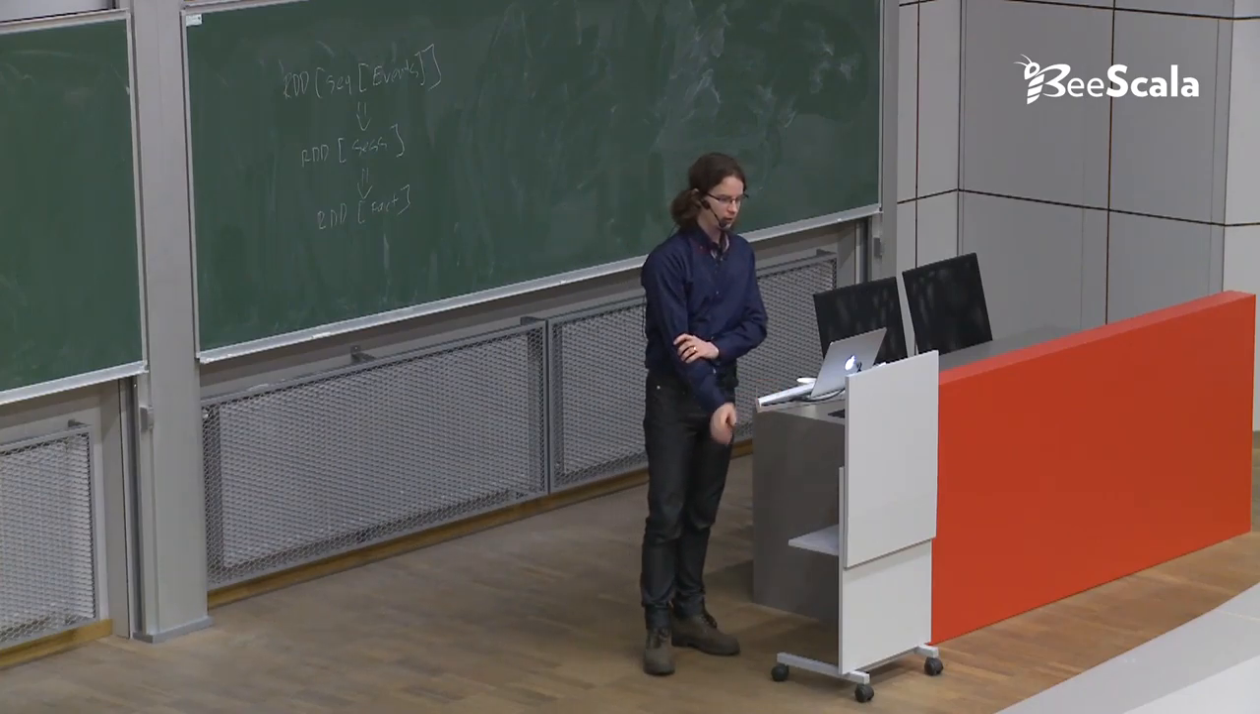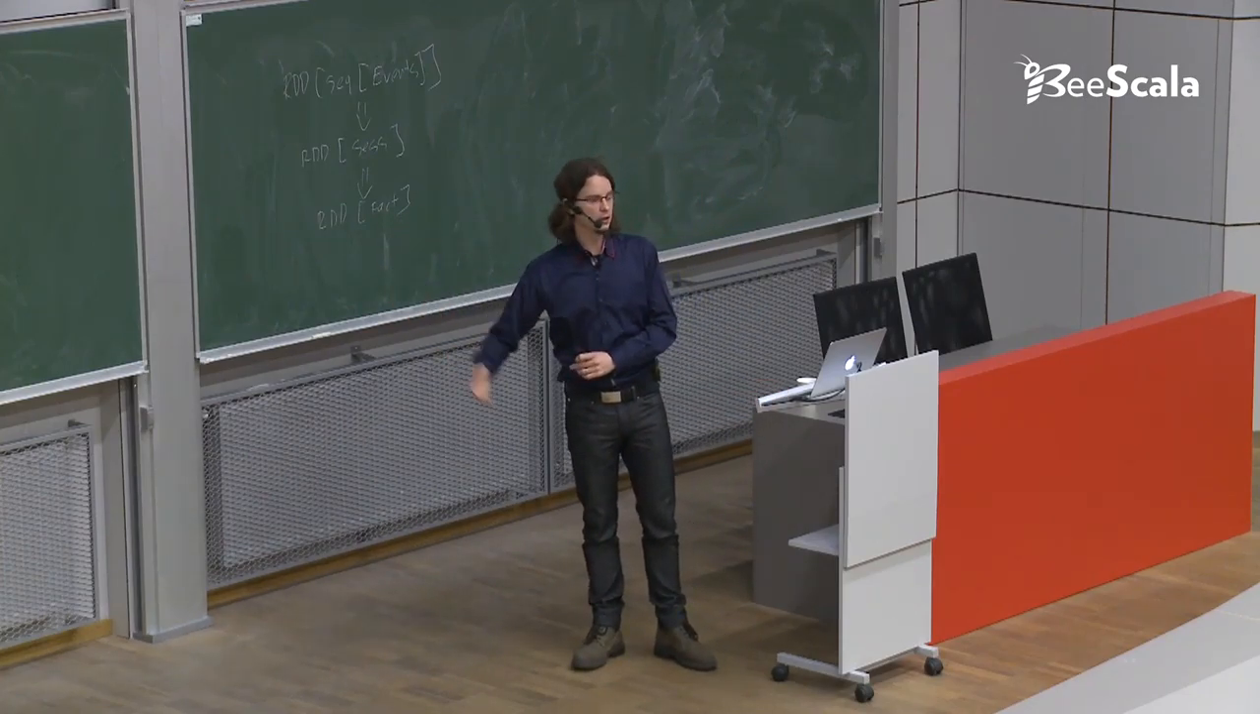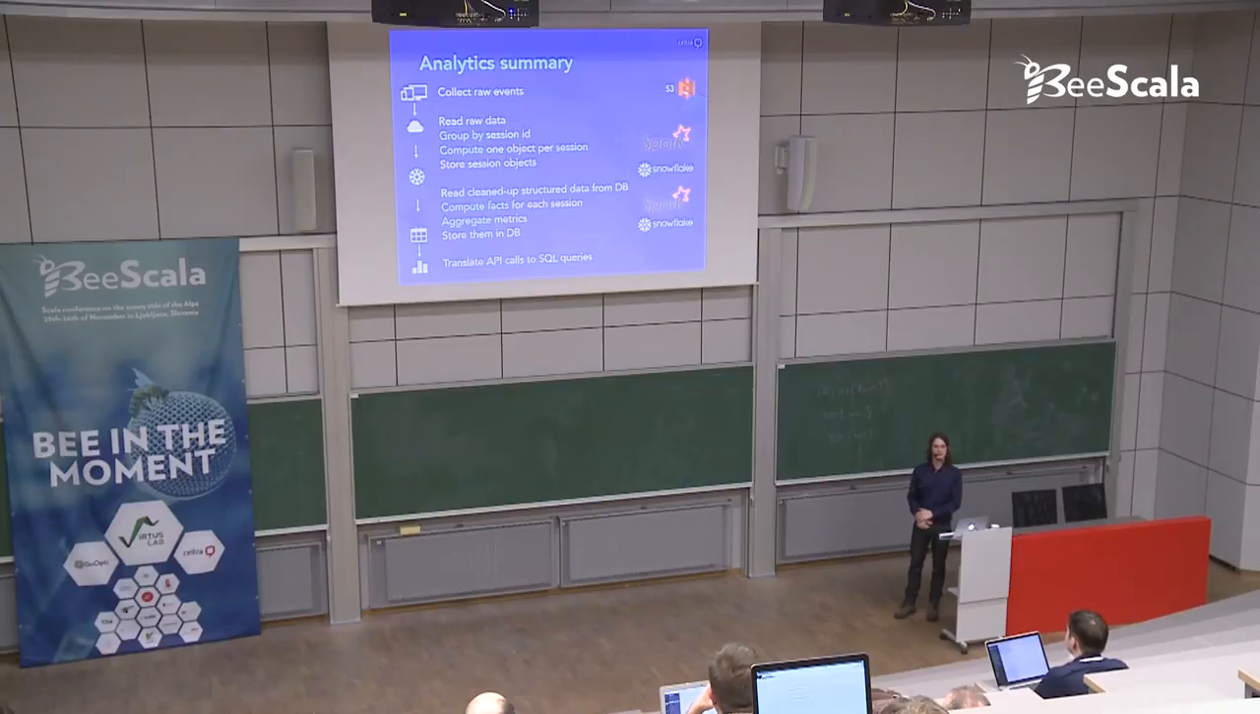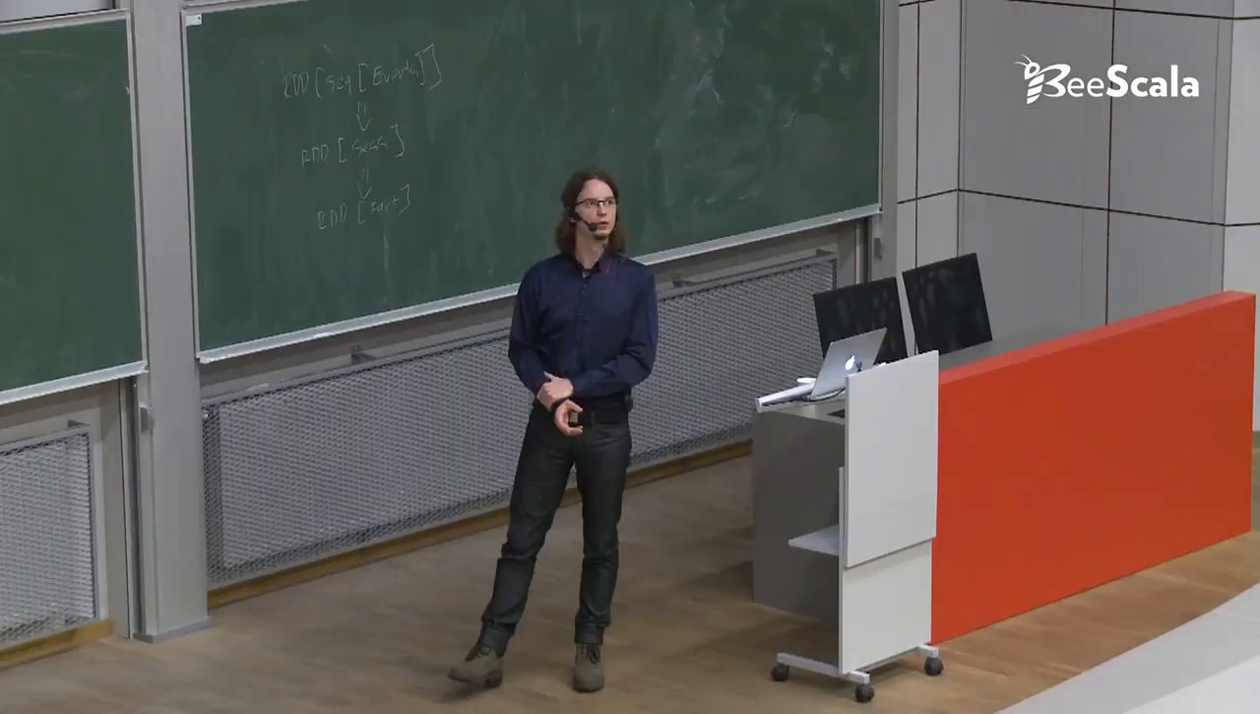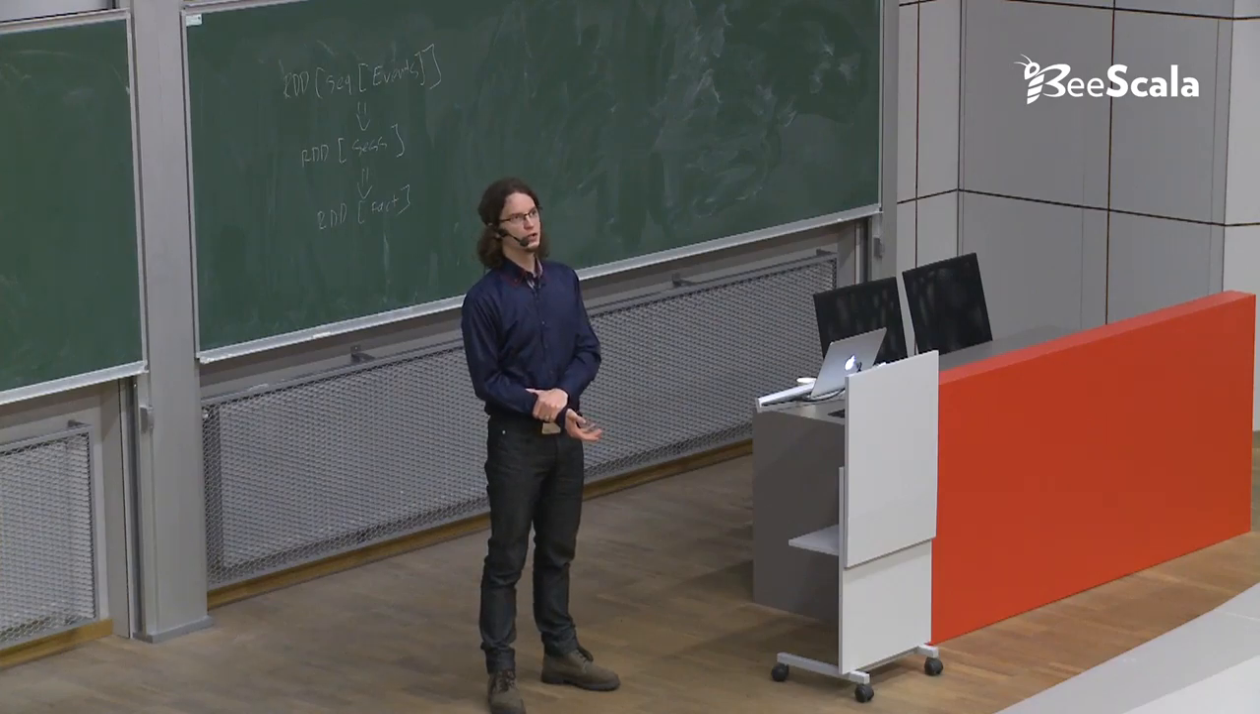And then the second step, we take this cleaned up data, compute the facts, aggregate them, and store them in these pre-aggregated tables so we can answer the API queries very fast. And we're doing this just simply by translating these API calls into SQL. So this is what I had to say. I hope I showed you an example of how to use Spark and why to use Scala.